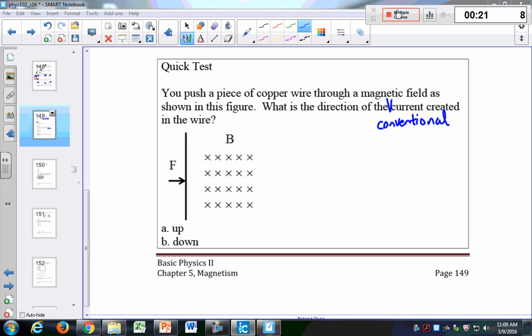Remember, the conventional current is not the flow of electrons, it's the flow of protons. So imagine if I'm pushing this piece of copper wire, which, as Ben Franklin would say, has lots of conduction protons. What direction will those conduction protons go, that conventional current? And yeah, there's a wink-wink there, right? That the protons don't move, it's the electrons that do. Will the current move up or move down?